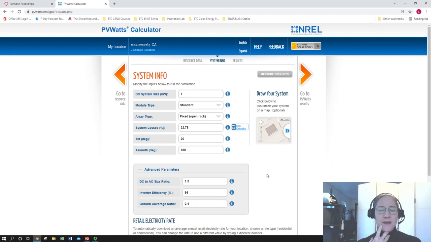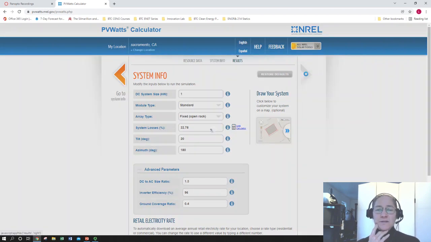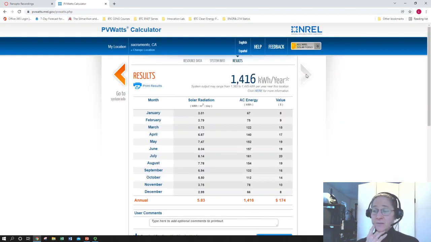So we've got that baked in now. So, and we're going to tilt this at 20 degrees. We'll probably need a rack unless it's a very steep roof, which is okay because we have one. So now we go to our results, and we're going to see how much power we get.